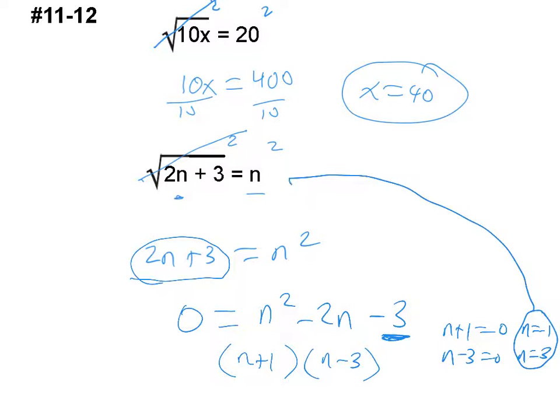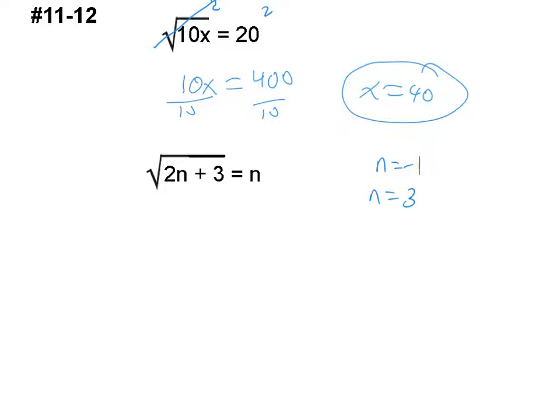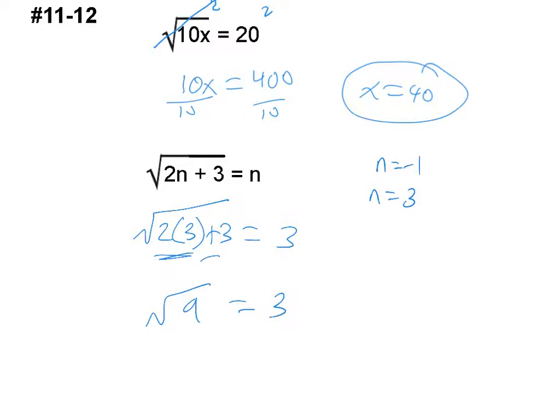But then don't forget, you got to plug them in and see if any of them work. Sometimes they both work. Sometimes only one works. So don't forget to plug them in. So let's plug them both in and see what happens. So if I put a 3 in, right, in both the n spots, I get 6 plus 3. So in other words, the square root of 9 equals 3. Is that true? It is. So 3 works. That's a definite answer.